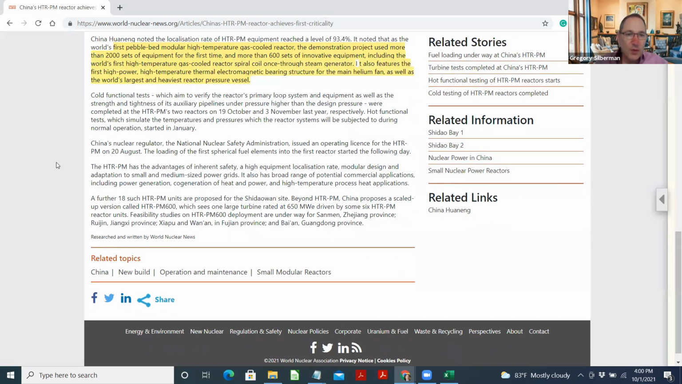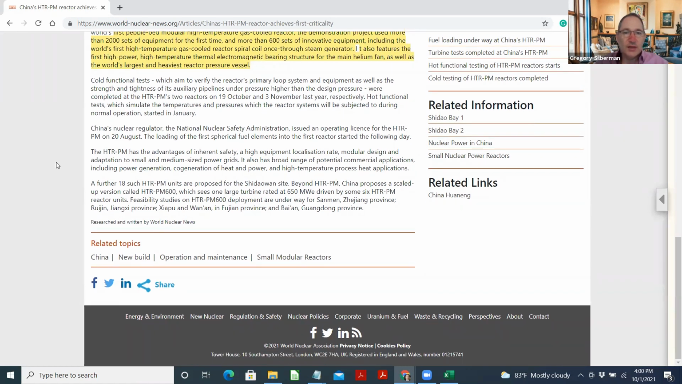Cold functional tests, with the aim to verify the reactor's primary loop system and equipment, as well as the strength and tightness of its auxiliary pipelines under pressure higher than the design pressure, were completed at HTR-PM's two reactors on October 19 and November 3rd last year, respectively. Hot functional tests, which simulate temperatures and pressures which the reactor system will be subjected to during normal operation, started in January. China's nuclear regulator, the National Nuclear Safety Administration, issued an operating license for the HTR-PM on August 20. The loading of the first spherical fuel elements in the first reactor started the following day.